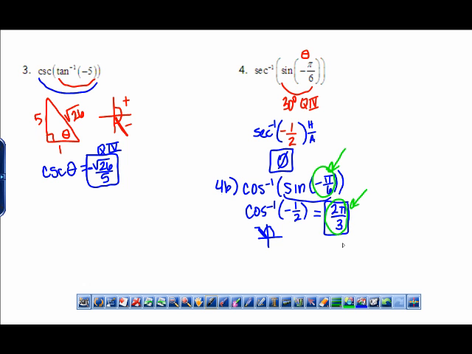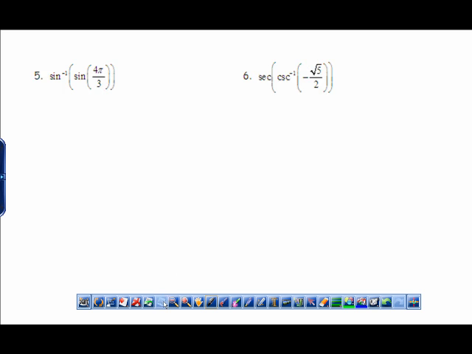And they don't have to be in the same quadrant. They don't even have to be the same reference angle. You just work through the problem, doing each step using the knowledge that you already have. Okay, so let's try another one.